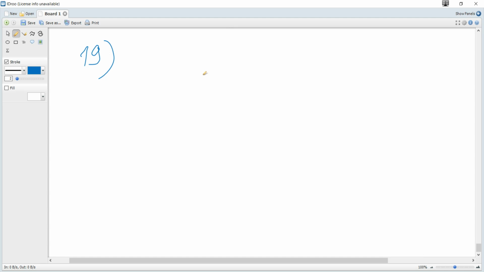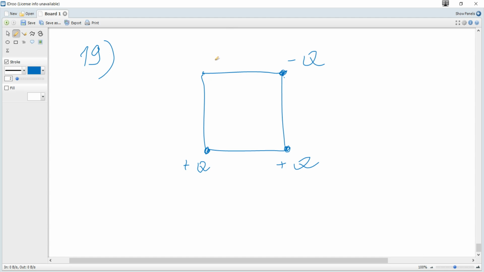It's easy. Plus Q, plus Q, negative Q, and the fourth corner. We remember that electric field strength is directed from plus to minus. It's a vector, and the resultant electric field should be found as the sum of vectors, by the parallelogram rule, something like a triangle rule.